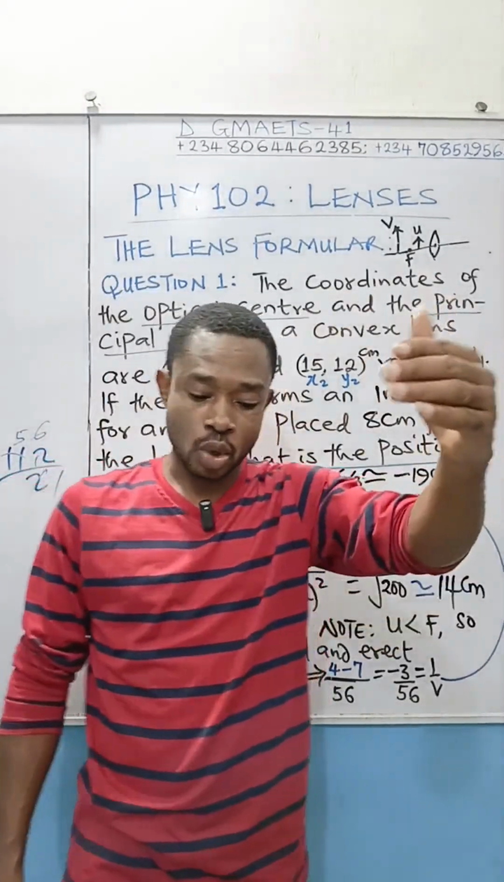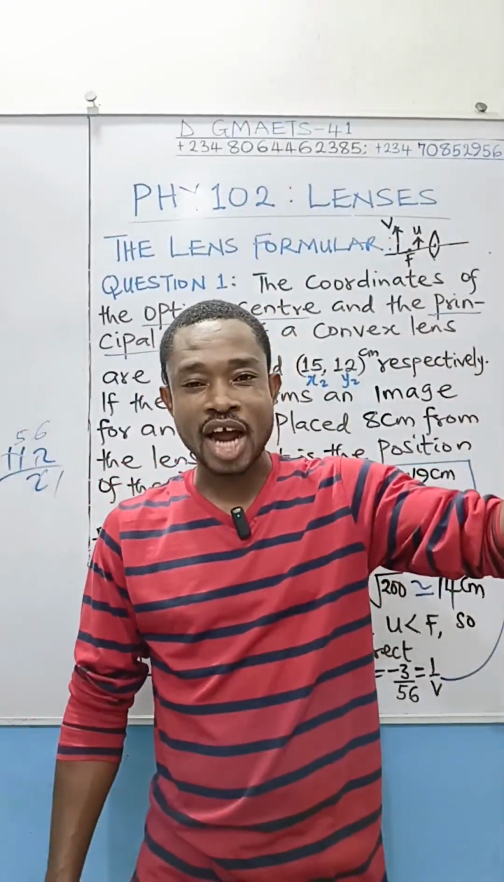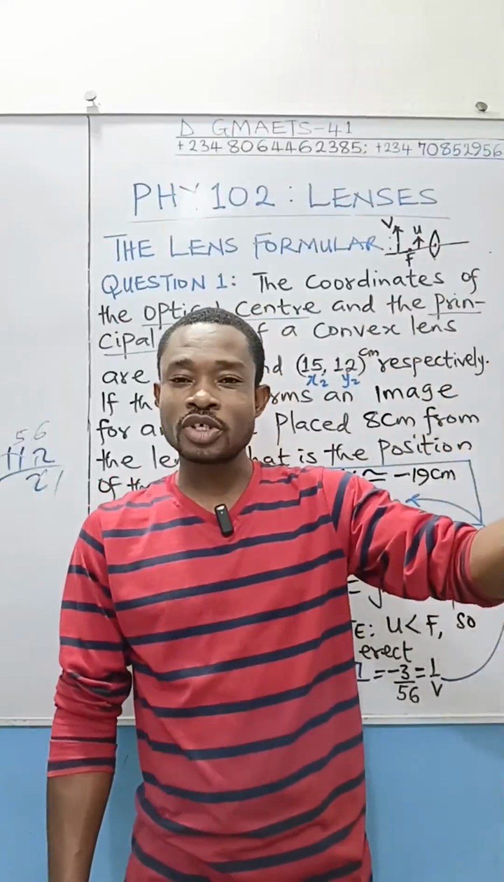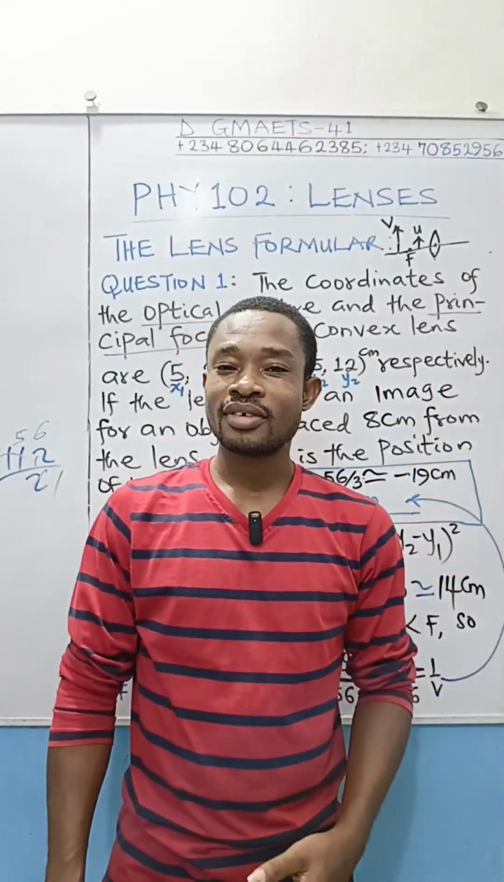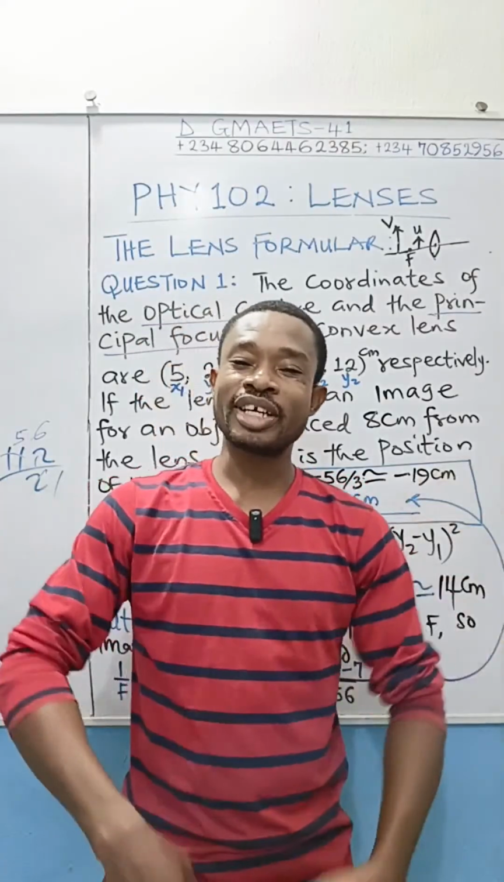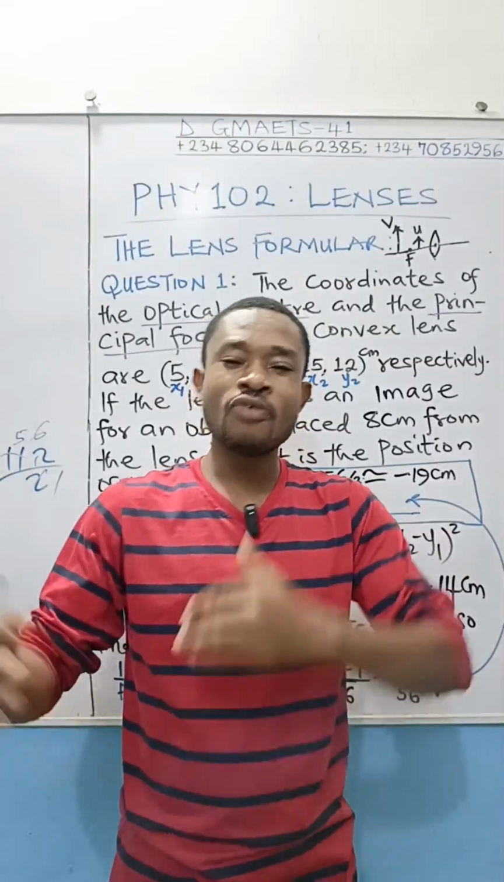Magnification is image quantity divided by object quantity. And what do I mean by that? Image height over object height. Image position over object position. Image size over object size. Image distance over object distance. Image length over object length.